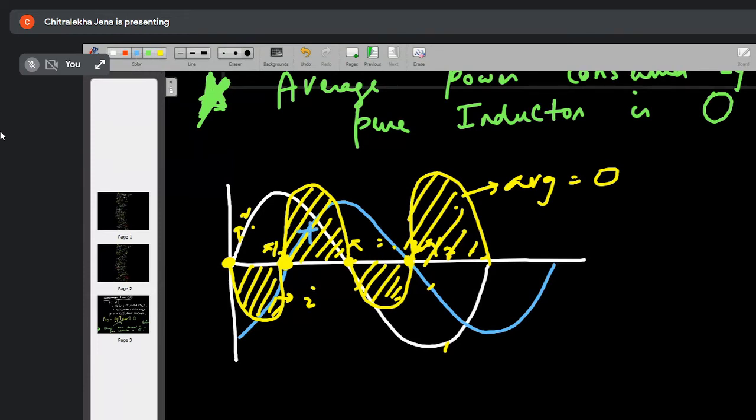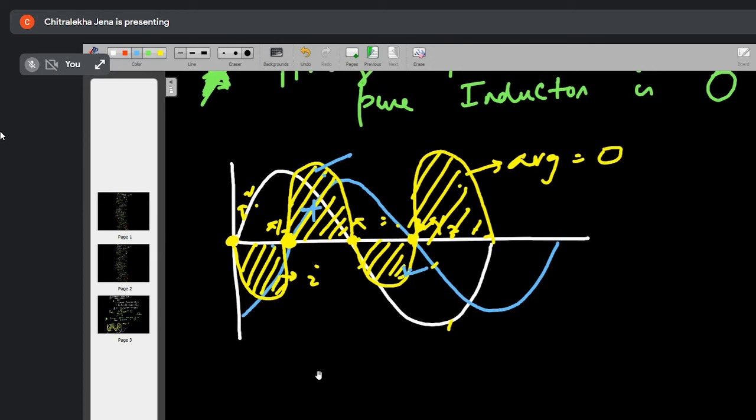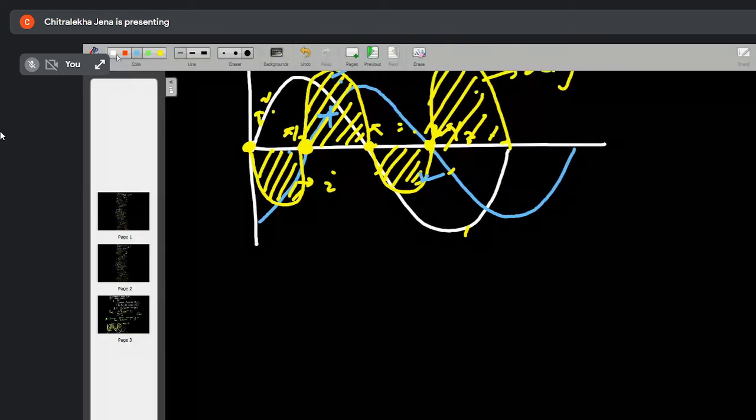You see here, the inductor is receiving the power from the source during this period. In the next period, the inductor is giving that power to the source again. So there is a fluctuation in the power, a to and fro motion of the power, that I will discuss later on. Just at this instant, make it clear that the average power consumption of a pure inductor is 0. Clear to all of you? Understood? Yes, ma'am.